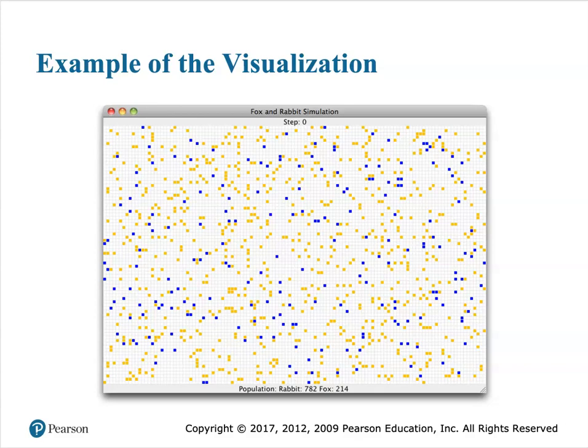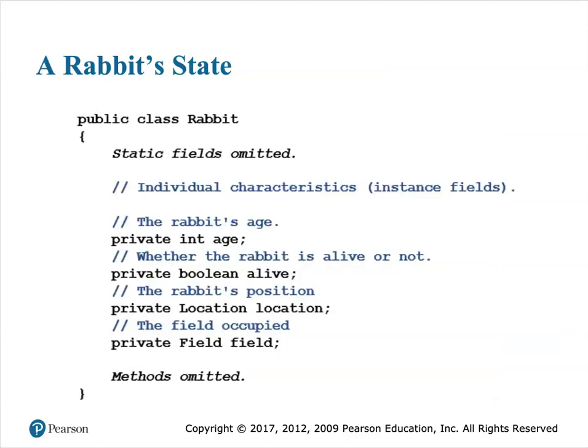We can tell the simulation that we want to run a step, and in order to do that, it's going to need to manipulate the state of the rabbit objects and the fox objects. So let's look at what a rabbit knows. A rabbit's state is made up of the current age of the rabbit, whether or not the animal is alive or not, what is the location of the rabbit, what is its location data inside of the field, and what field that location exists in. And then there are a bunch of methods.